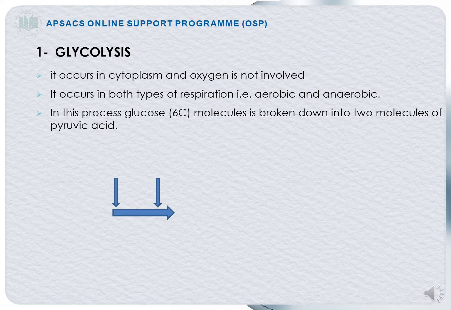In this process, glucose, a 6 carbon molecule, is completely broken down into 2 molecules of pyruvic acid. This was already discussed in the previous lecture. The pyruvic acid formula is 3C. If you look at this reaction, glucose gives you 2 pyruvic acid along with energy, that is ATP and NADH.